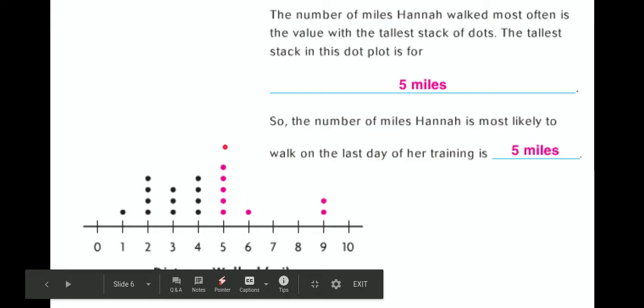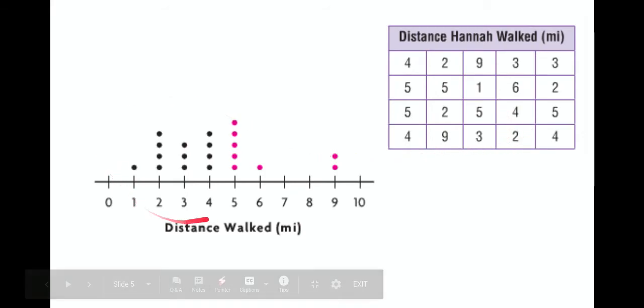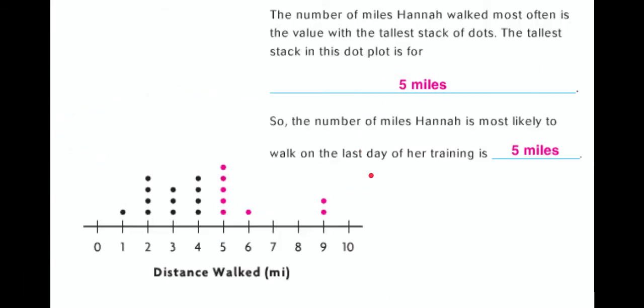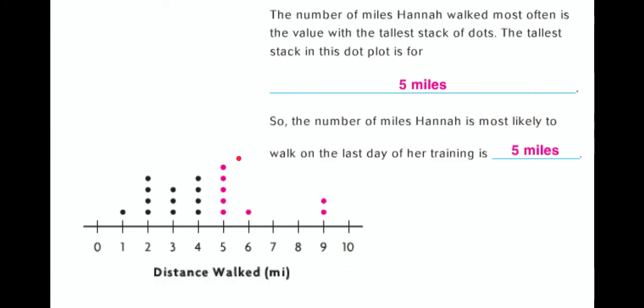So what a dot plot does is it takes data like this, which is what you call raw data, where it's all mixed up. It's not even in numerical order. It's just a bunch of random numbers. And it organizes it into something that looks like this. Now that it is organized in this different way, we can easily see what was the most popular walking distance that she had, and what were the distances that maybe she never tried before, what was the least popular ones. It's just a way to organize your data.